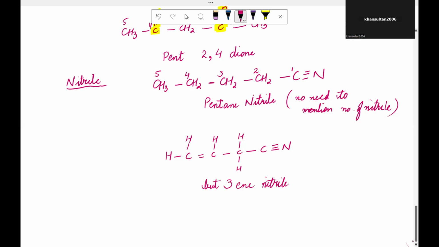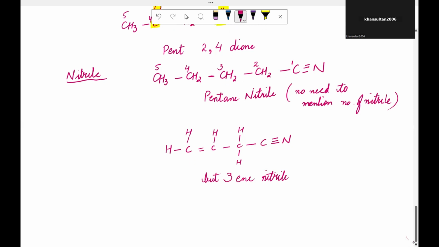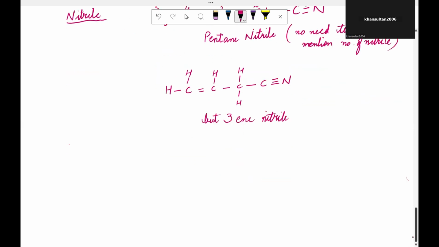Now let's move further towards the amine group. That would be CH3, CH2, CH2, NH2. So the amine group, let's discuss this one. How many carbons would be there? There would be three carbons. So that would become propanamine. No need to mention the position of the group here as well.